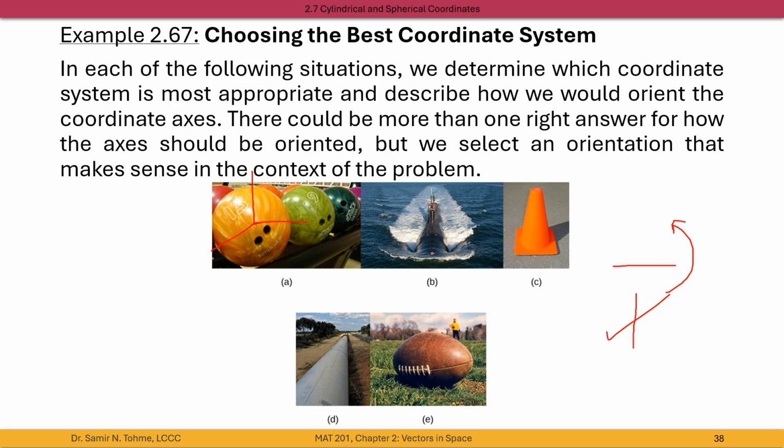As for the submarine, this is a ship moving in water. So this object is moving. First of all, I would prefer to deal with such an object in cylindrical coordinates. This object is cylindrical. And I would choose the z-axis along the path where this object is moving.